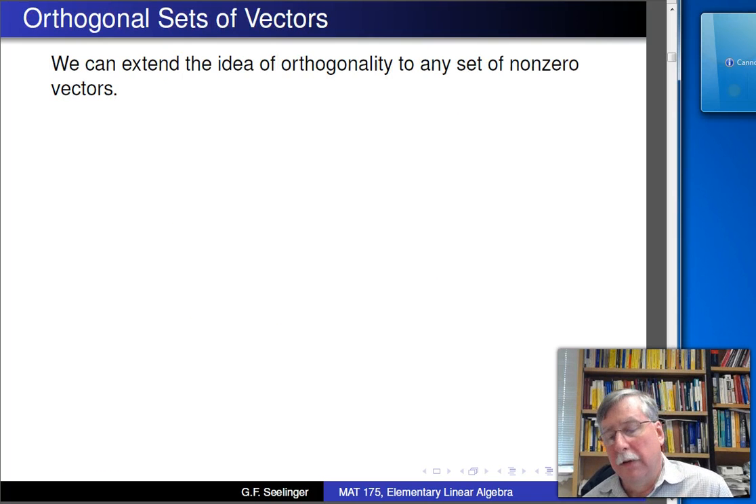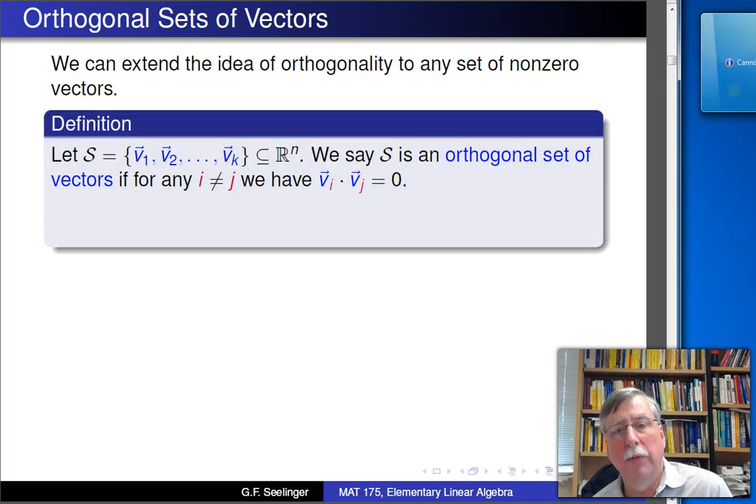So what we're really interested in is getting orthogonal bases. And so first we want to define what we mean by an orthogonal set of vectors. We extend the idea of orthogonality to any set of non-zero vectors. We say a set v1 through vk is orthogonal if they're mutually orthogonal. In other words, if I take any two different vectors in the set and take their dot product, I get 0. And as we saw, because it's non-zero, if I take a dot product of vi with itself, I should get something non-zero, because vi is non-zero.